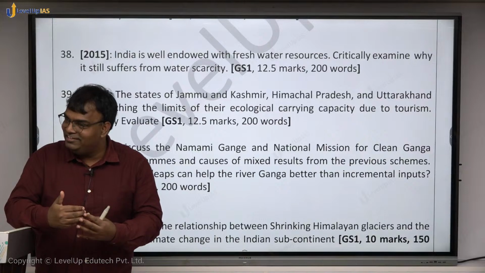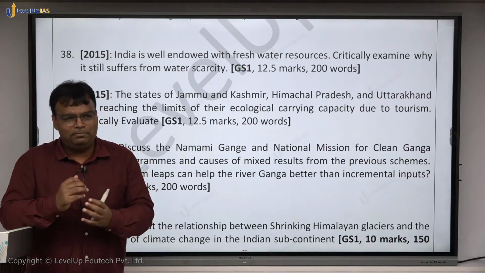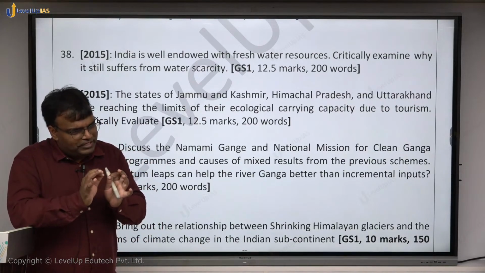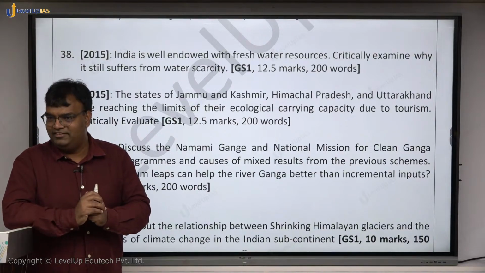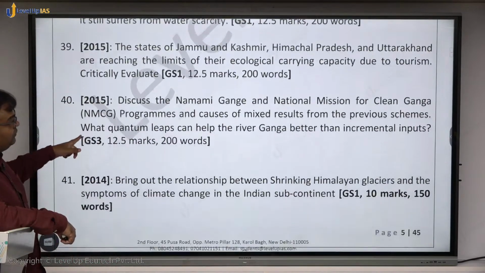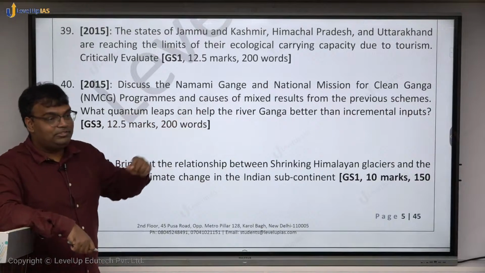How do you prevent that? You would have had that, and preparation would have been very smooth, very systematic. Let's go to 2015. Discuss the Namami Gange and National Mission for Clean Ganga.